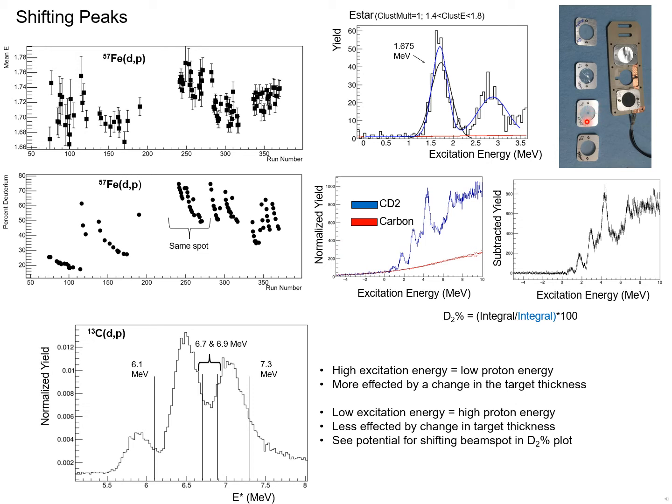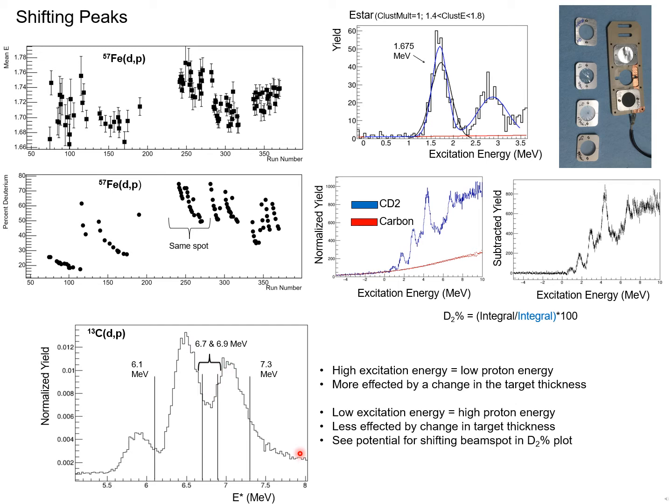So the beam actually burns away part of our deuterium, and so this reduces the thickness of our target. In this way, our energy loss correction is actually changing, and so this can have a large effect on our low proton energy, which would be high excitation energy. The high excitation energy peaks are not easily resolvable in the iron 58. However, we did a calibration beam of carbon 13 where high excitation energy states are clearly visible.